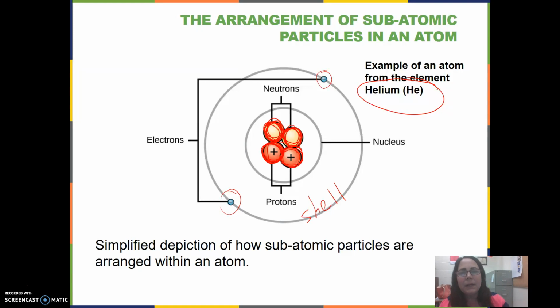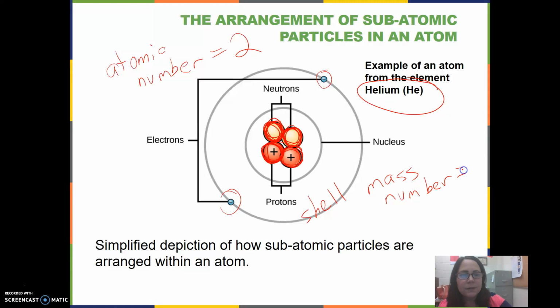So there are also some numbers that you need to know. The atomic number of an atom is the number of protons. So if the atomic number is the number of protons, then the atomic number for helium is 2. And then the mass number is the number of protons plus neutrons. So if the mass number is the number of protons plus neutrons, then the mass number for helium is 4.